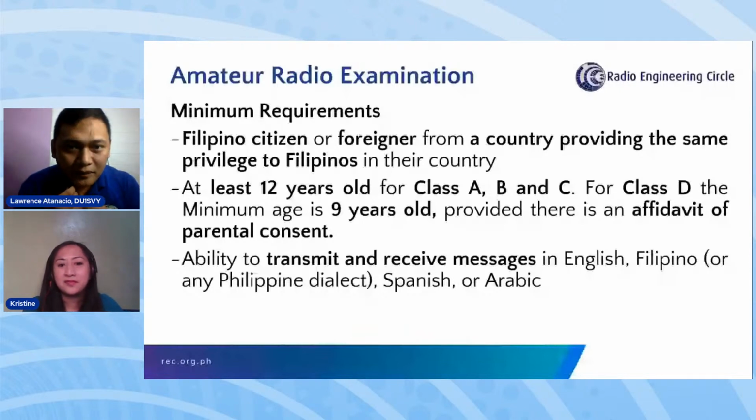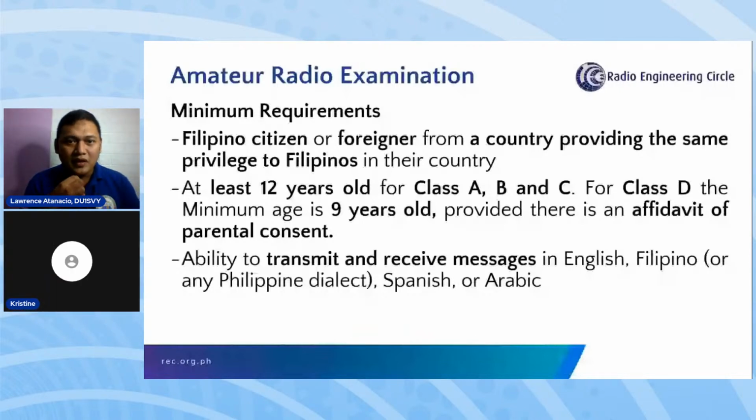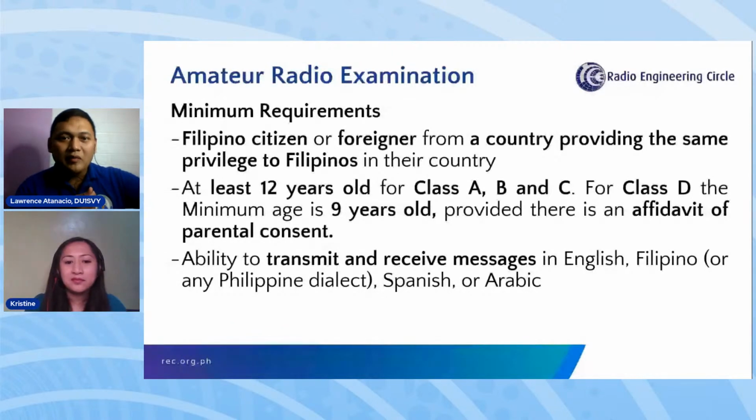For Class D, so sabi nga rito, 9 years old. So, ang kanyang exam lang is element 2 only. Element 2 only. So, after niya pag naging 12 years old na siya, you can take the elements 3 and 4 in order to complete the technician class amateur radio examination requirements. So next slide.